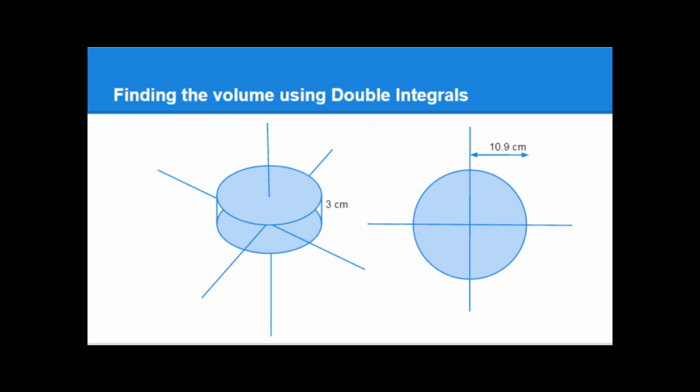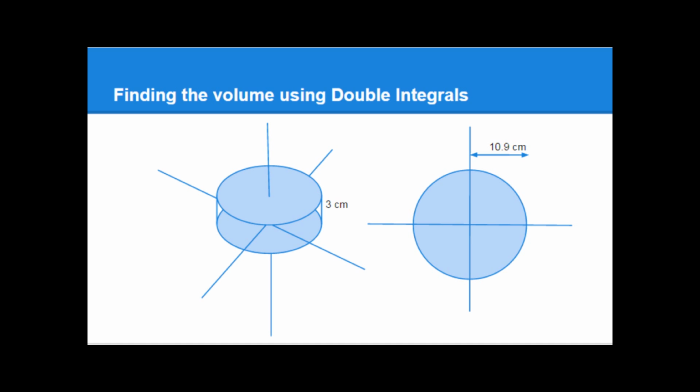Now we're finding the volume of the cake using the new application, double integrals. On my right is the two-dimensional graph of the base of the cake. The vertical axis is the z-axis and the horizontal axis is the x-axis. And the radius of the cake is labeled 10.9 centimeters as shown.